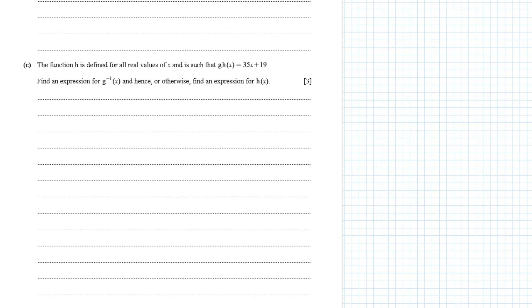All right, part C. Function h they've introduced is defined, we don't know what it is, for all real values such that g h x is 35x plus 19. Find an expression for the inverse of g, and hence or otherwise find an expression for h. Alright, again, if we are stuck, let's just do what they tell us. And the inverse of g, let's make the x's the y's and the y's the x's, and we'll have x is 5y minus 1, which means that 5y is x plus 1 and y is x plus 1 divided by 5. That's our inverse, x plus 1 divided by 5.